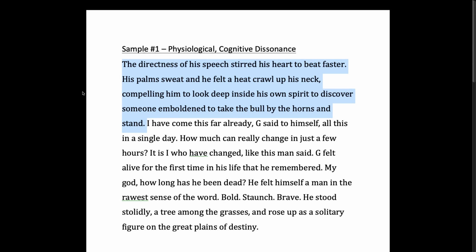In the second half, unhighlighted, it reads, "I have come this far already," G said to himself, and he's thinking about it. All this in a single day. How much can really change in just a few hours? It is I who have changed, like this man said. G felt alive for the first time in his life that he remembered. My God, how long has he been dead? He felt himself a man in the rawest sense of the word, bold, staunch, brave. He stood stolidly, a tree among the grasses, and rose up as a solitary figure on the great plains of destiny. All of this is very much a cognitive processing, which gives it the second factor.